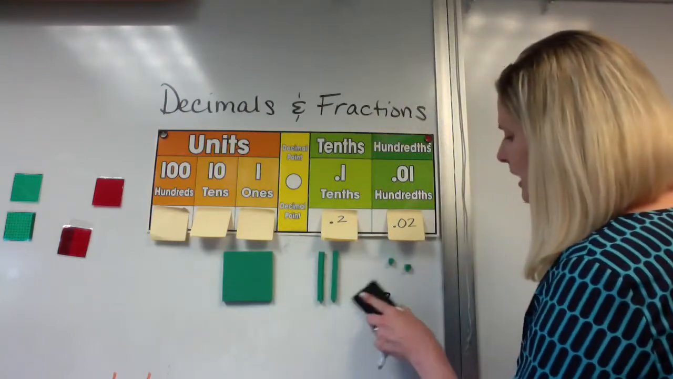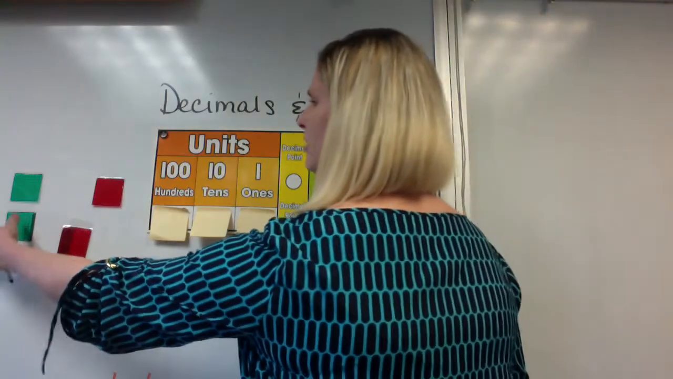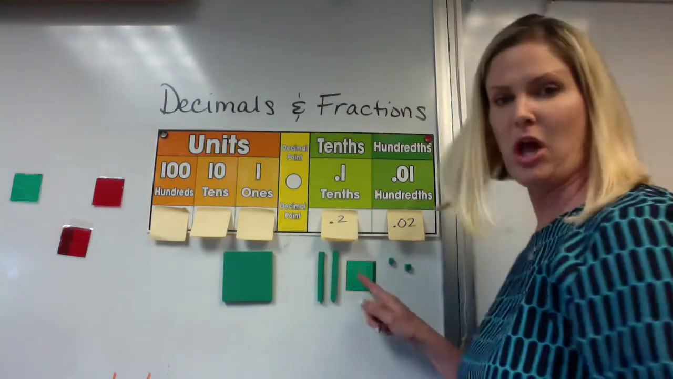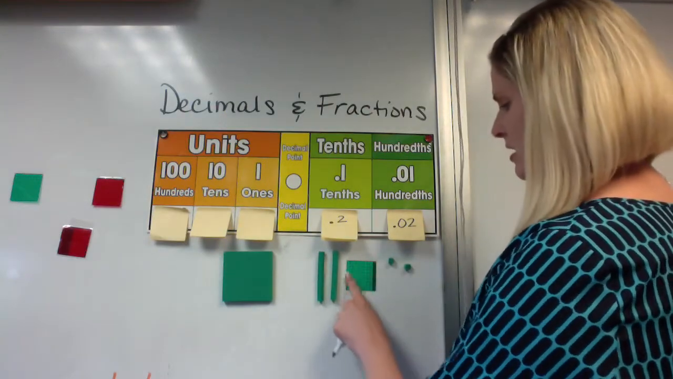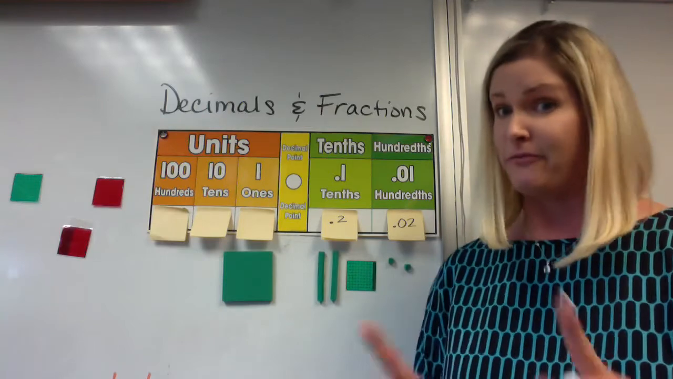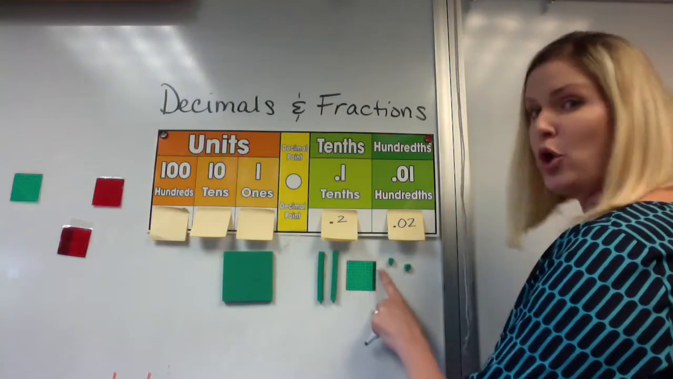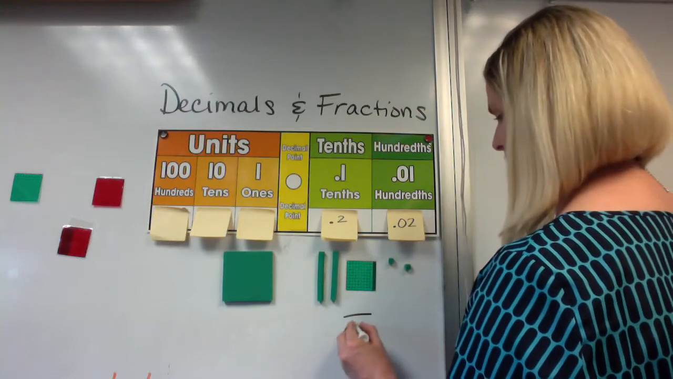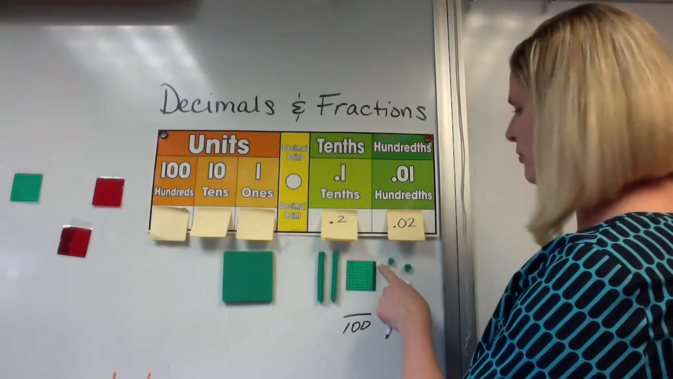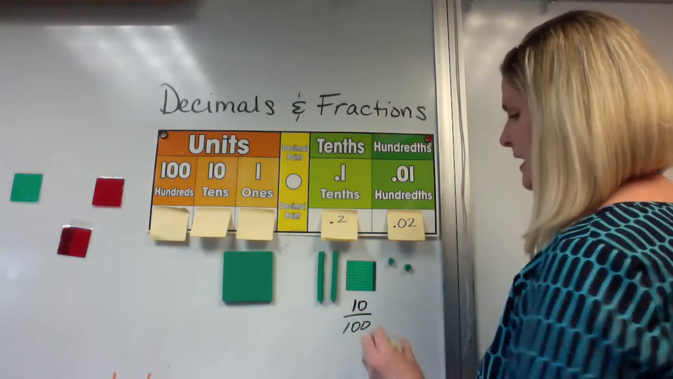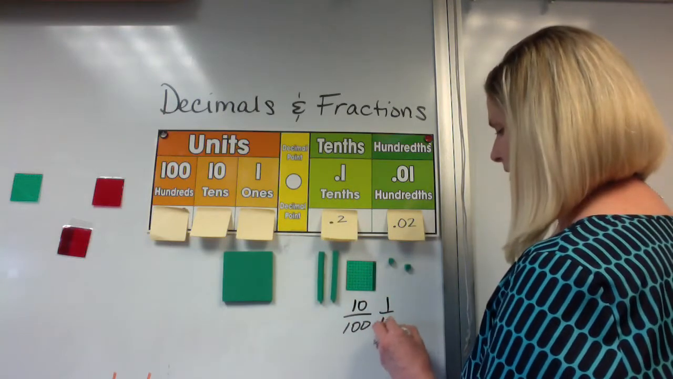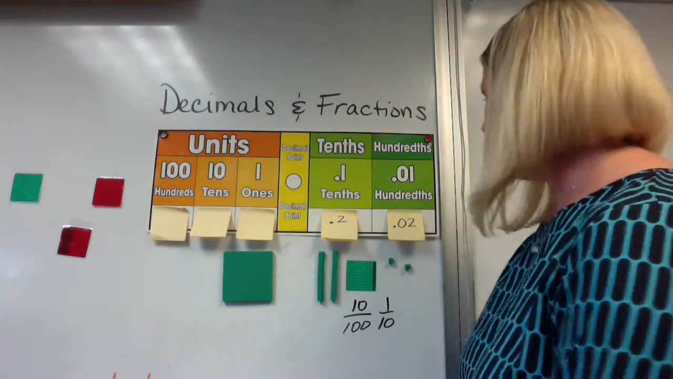Let's look at some other representations I have. I have another picture of a base 10 block. This is the base 10 flat, and I've got this section colored in. Now let's think about this in fractions. How many total spaces do I have? I have 100. Now, how many are colored in? It's one whole rod, so we know there's 10 of those. So it would be 10 hundredths. Let's reduce that. If I reduce that down, it would be 1/10.